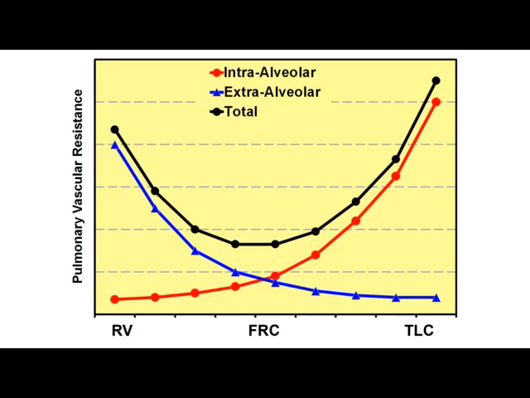Intraalveolar vessels were the opposite. At low lung volumes, alveolar pressures do not compress these vessels, but this increases as you increase lung volume. So total pulmonary vascular resistance is the sum, and look what we have here. If we sum these, the total vascular resistance is the lowest at FRC, which is where you live. So pulmonary vascular resistance is lowest where we spend our life, at FRC.